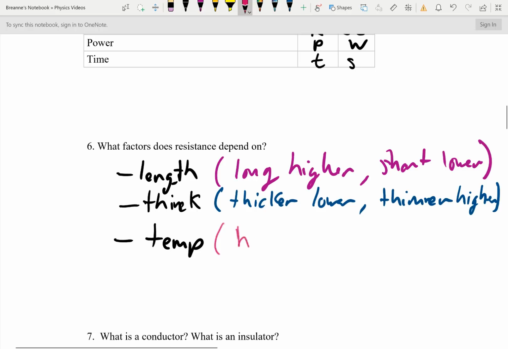So the hotter it is, the higher the resistance. The colder, the lack of heat, the lower the resistance. So those are the main factors: you have length, you have thickness, and then you have temperature.